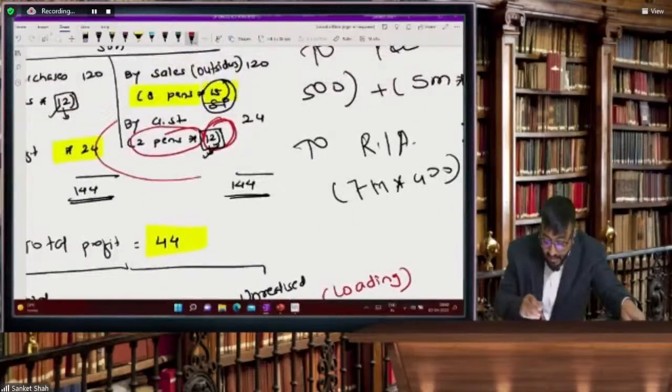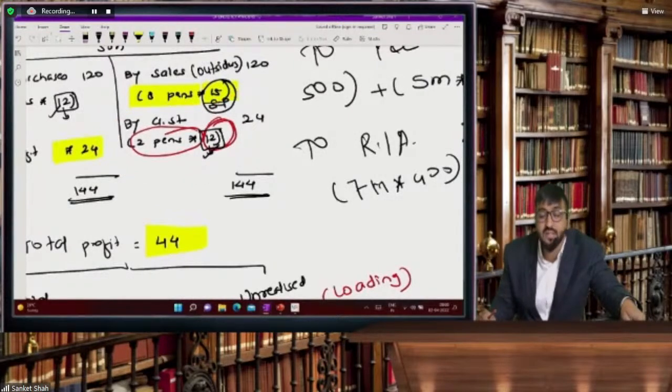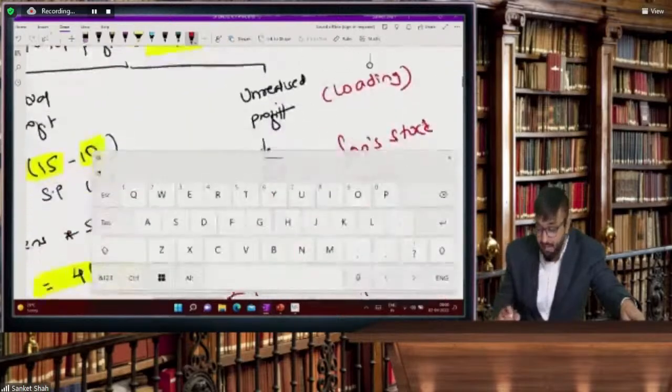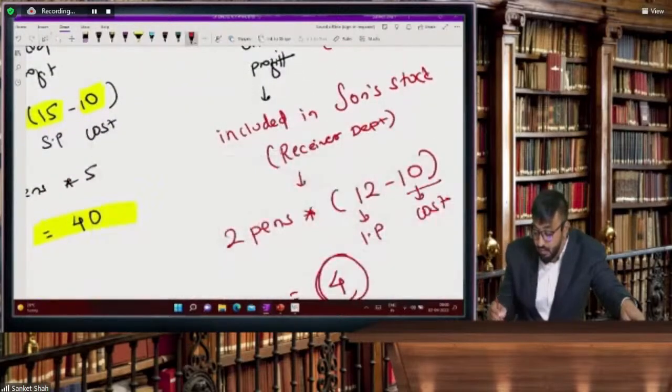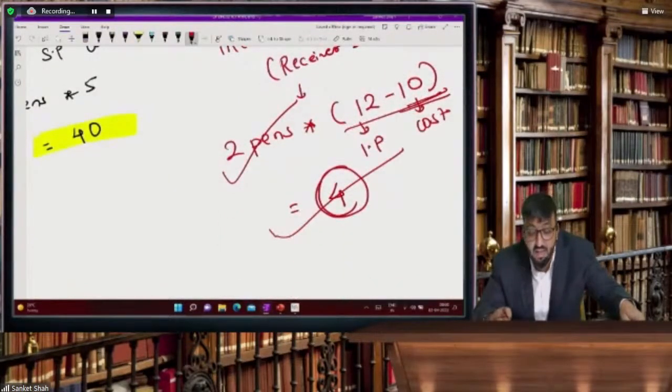Why this unrealized profit? Because here you can see in son's closing stock, the receiver's department closing stock, unrealized profit is included of rupees 2 per pen. Why? Because he is getting it at 12, and what is the actual cost? 10. So 12 minus 10, 2 rupees is the loading, and 2 pens into 2 rupees, 4 rupees is the unrealized profit.